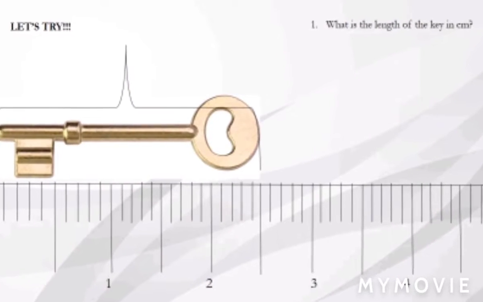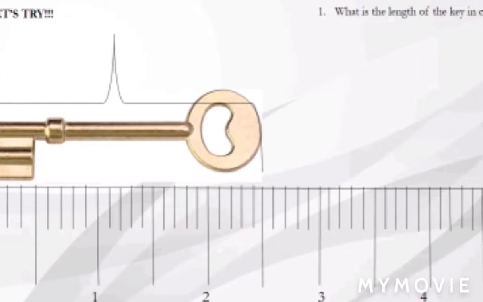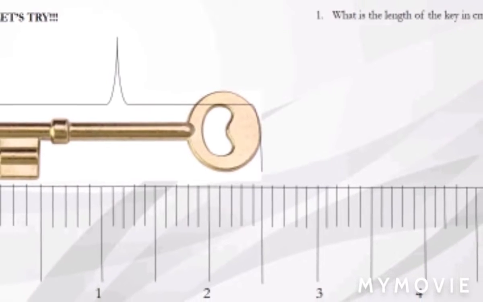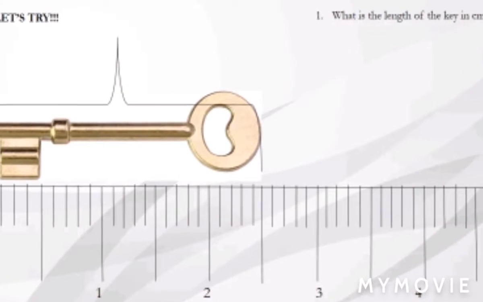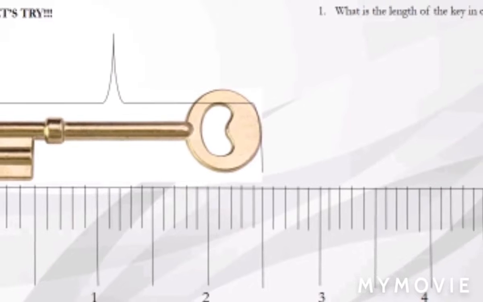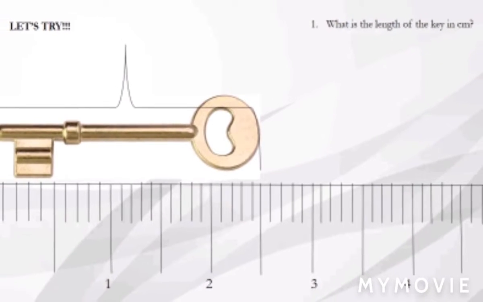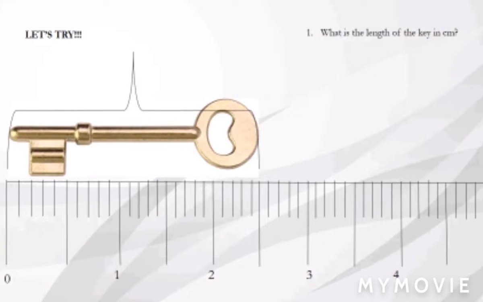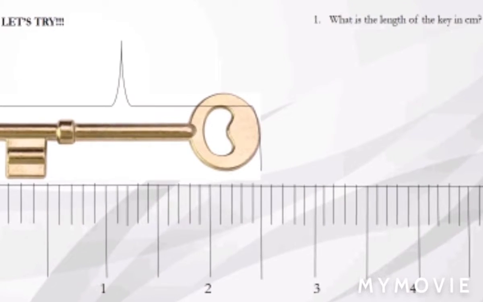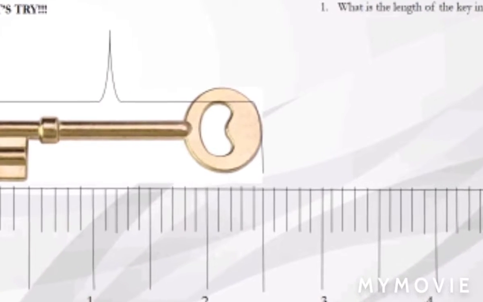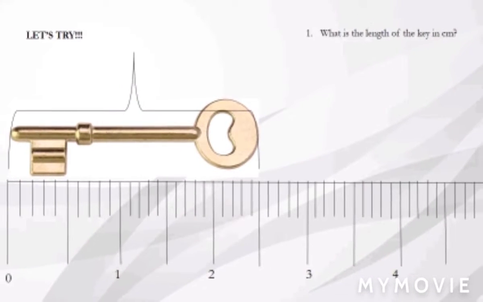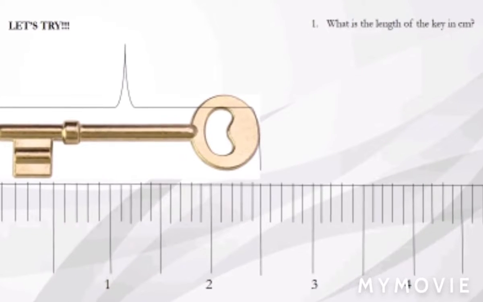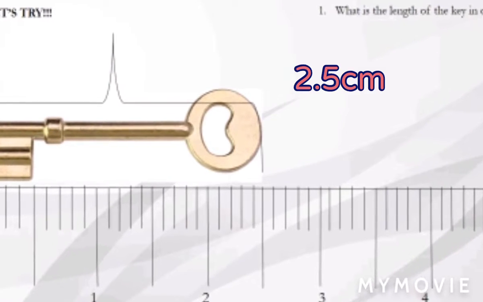Now, let's have a try. What is the length of the key in centimeters? Okay, I'll give you 1 minute in finding its length. So time's up. If we are going to find the length of the key in centimeters, it will be read as 1, 2, and it exceeded 5 small lines, so its length is 2.5 centimeters.